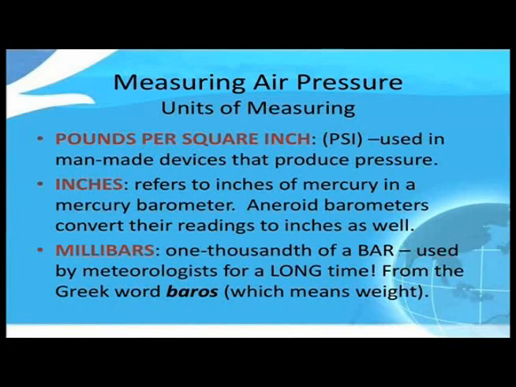Millibars is another way to measure the pressure, or to talk about how high or low the pressure is. And a millibar is 1/1000th of a bar. And you may ask, what's a bar? Well, meteorologists have used this type of measurement for a long time, and it comes from the Greek word baros, which means weight. So 1/1000th of a bar is a millibar.